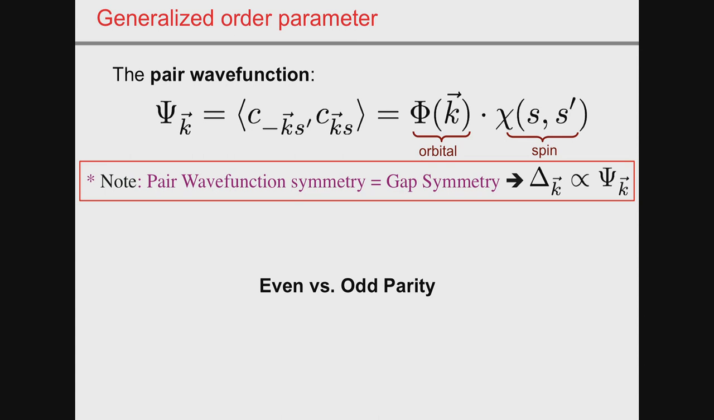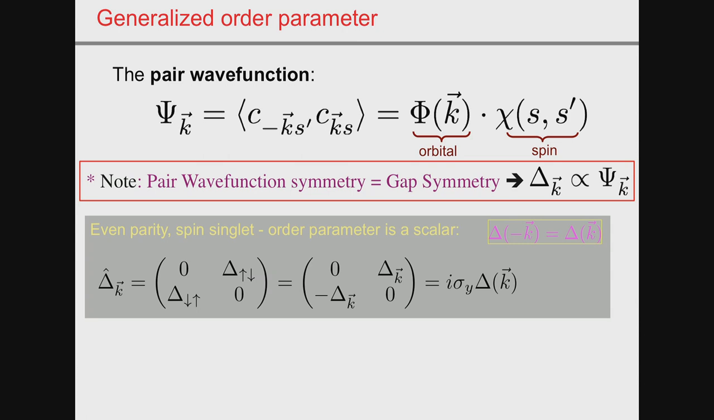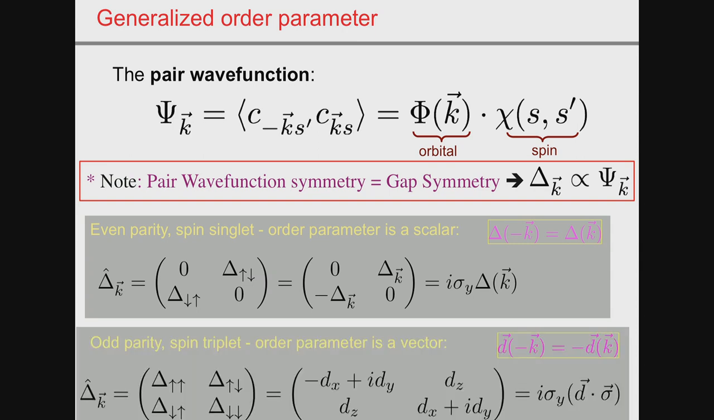Now, even versus odd parity sometimes also bring about different types of order parameter that people use. So I'll just flash it briefly. I will come back to it if I have time when I discuss specific models, specific materials. But for even parity, spin singlet, the gap function is simply a matrix with off-diagonal terms that have the delta of k like that, whereas if you have an odd parity spin triplet, then the order parameter can be described with a vector, and this is called the D vector.